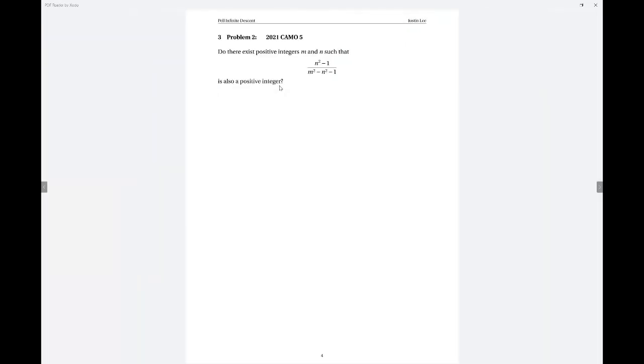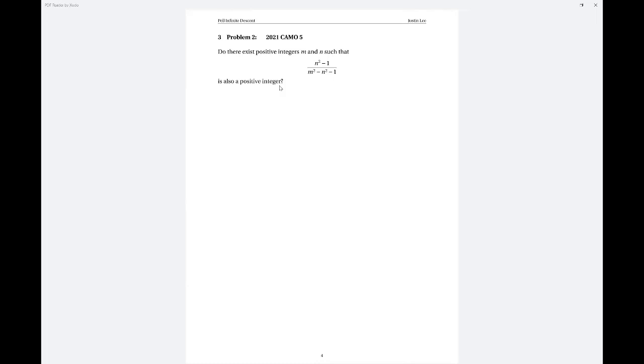Okay, next problem here. This is from CAMO, which is a mock Olympiad, the one I participate in making. This is actually a problem made jointly by Sean and Eric, if I recall correctly. Anyway, so do there exist positive integers m and n such that n squared minus 1 over m squared minus n squared minus 1 is a positive integer?